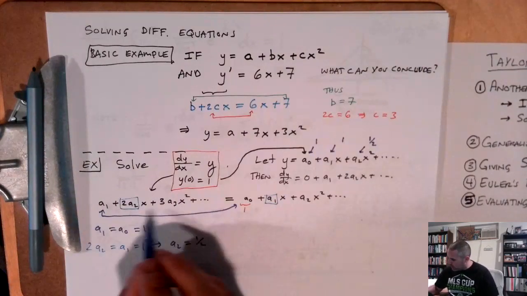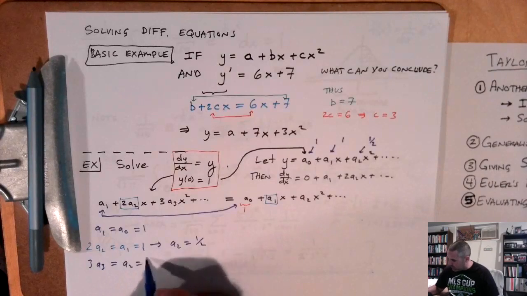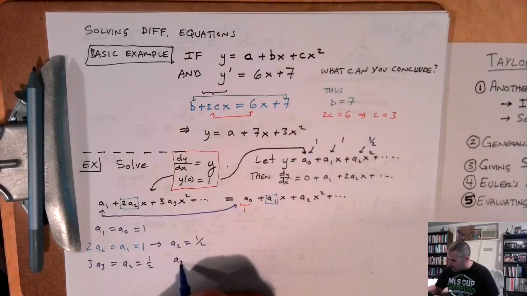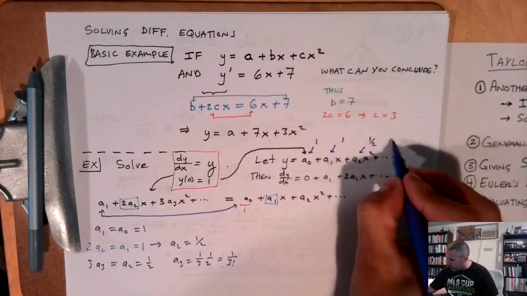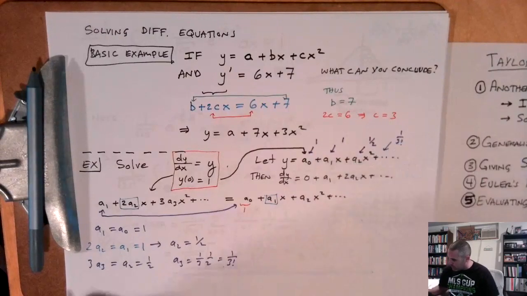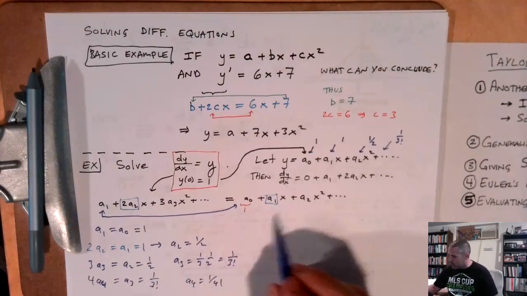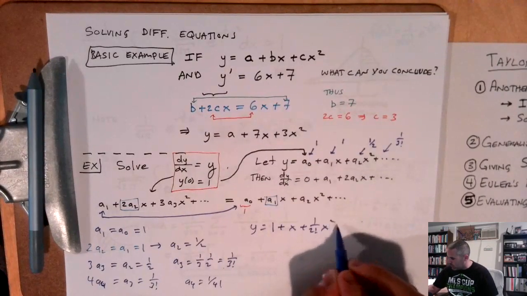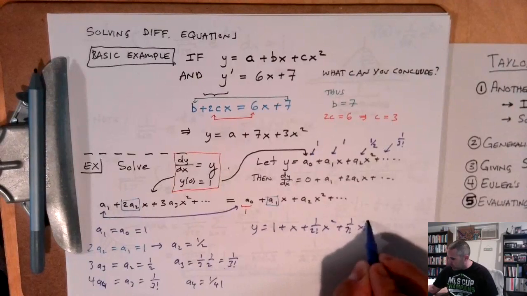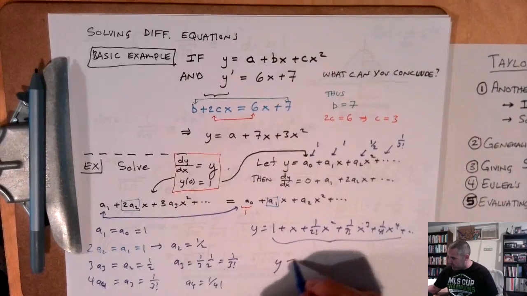Okay, let's keep going. Now I need 3a3 to be equal to a2. And a2 was 1/2, so if I divide by 3, that means a3 is 1/3 times 1/2. That's kind of interesting because that's 1/3 factorial. And then I'm going to get 4a4 is equal to a3, which is 1/3 factorial. That means a4 is 1/4 factorial. That's really interesting. The function I'm getting is 1 plus x plus 1/2 factorial x squared plus 1/3 factorial x to the third plus 1/4 factorial x to the fourth. And because you took my class, you know that that's e to the x.